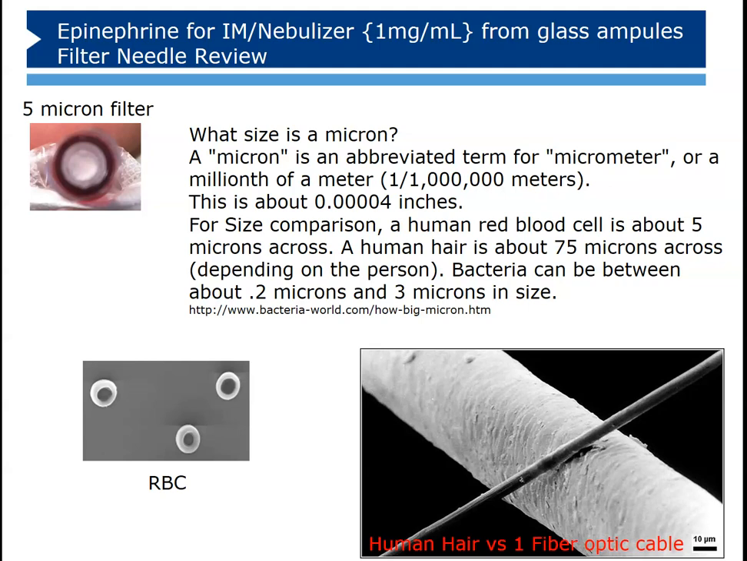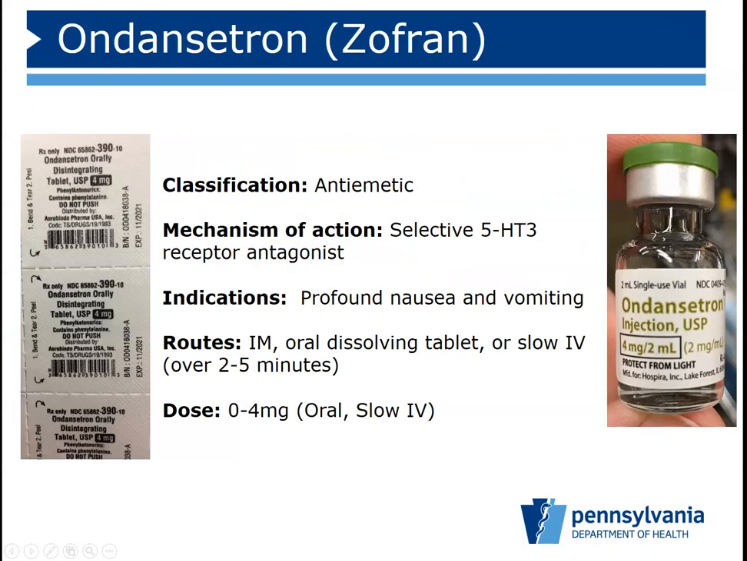Okay, and just to give you a little general idea, bacteria can be between about 0.2 microns and 3 microns in size. And just for a little comparison, when we look at the human hair and a fiber optic cable at 10 microns right there, just to give you a little idea of what that is.